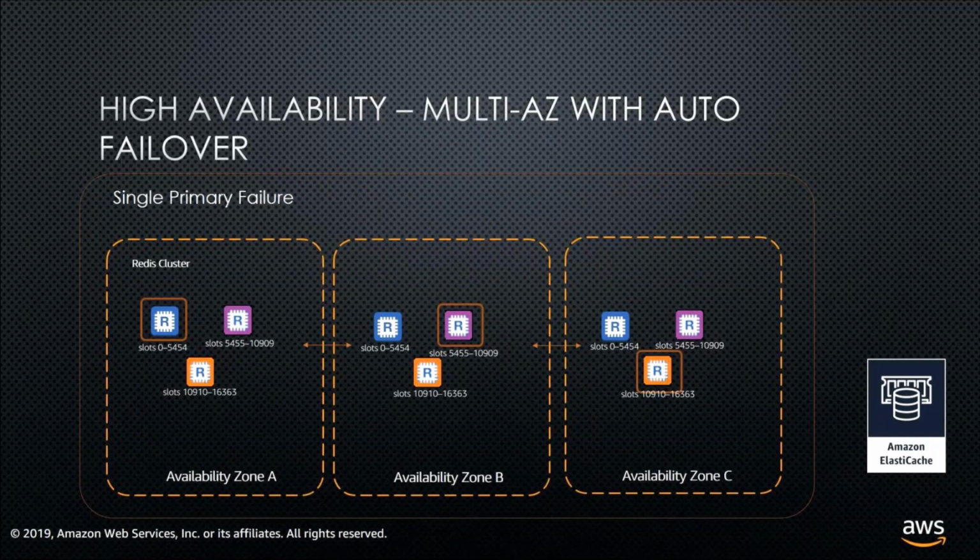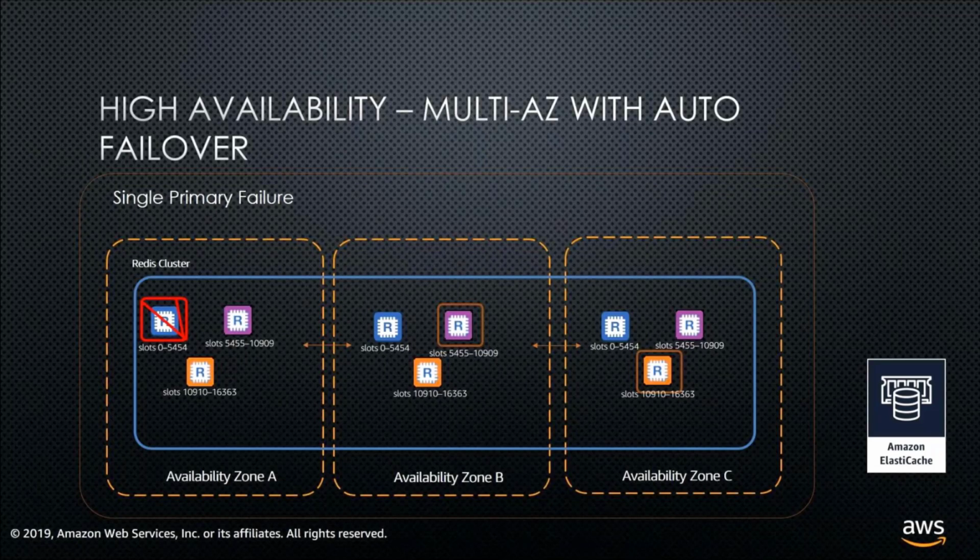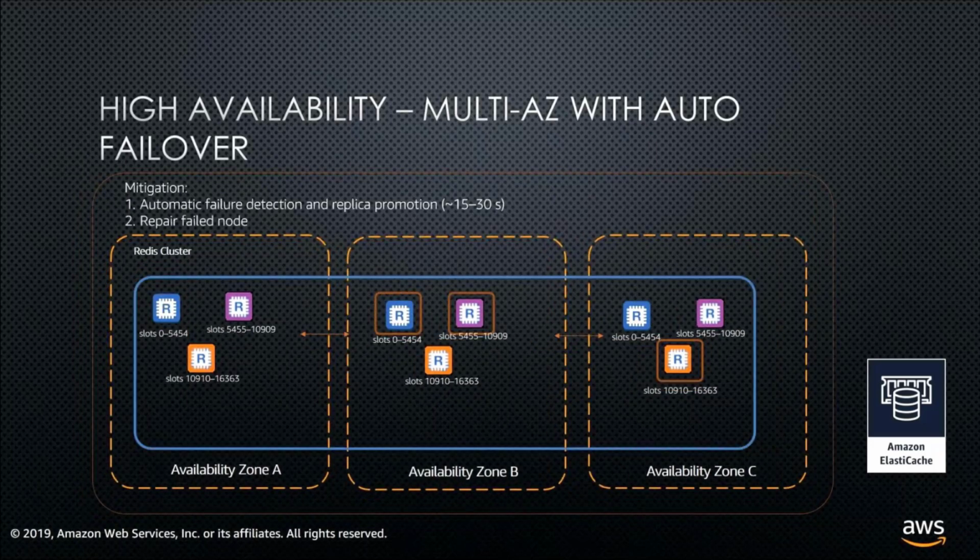So let's look at what happens when only the primary node fails. If only the primary node in the shard or cluster fails, the read replica with the least replication lag is promoted to primary, and a replacement read replica is created and provisioned in the same availability zone as the failed primary. Here's how the process works.